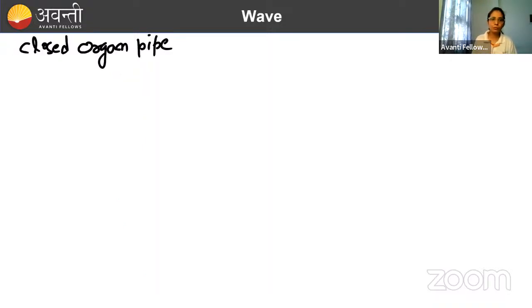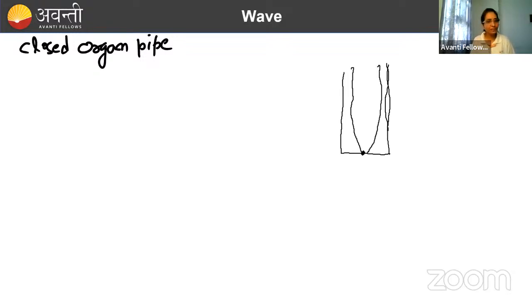Now what if the organ pipe is closed? Closed organ pipe ka matlab hota hai ki one end is closed and another end is open. Okay? So this is this. Now at the end that is closed, we will get what? A node. So yahan pe mujhe node milega and at the one that is open we will get an antinode. So the first kind of standing wave getting generated will look something like this. So here L can be termed as lambda by 4.